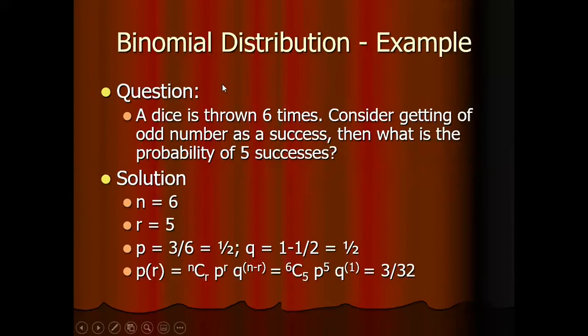This is the application of binomial distribution. The example here, a dice is thrown 6 times. Consider getting odd number as a success. Then what is the probability of getting 5 successes out of 6 trials? So the total number of trials are 6, and the total number of successes desired is r is equal to 5, and probability of success in a single trial is 3 by 6, which is 1 by 2, and the probability of failure in a single trial is also 1 by 2. So the probability of 5 successes is given as 3 by 32.